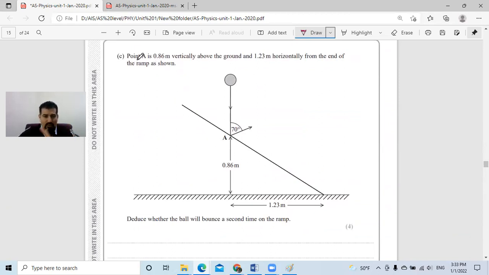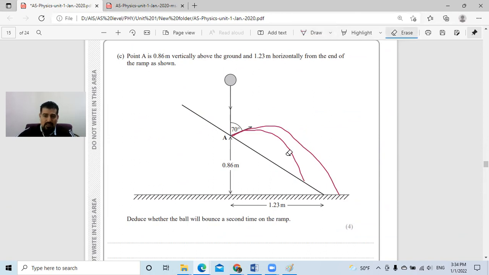Point A is at 0.86 meter vertically above the ground, and 1.23 meter horizontally distance from the end of the ramp as shown here. Deduce whether the ball will bounce a second time on the ramp. Does it bounce here into the ramp or outside the ramp?